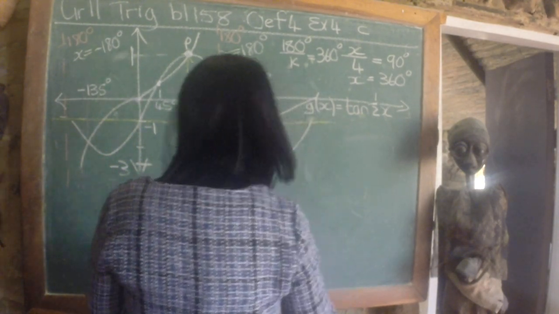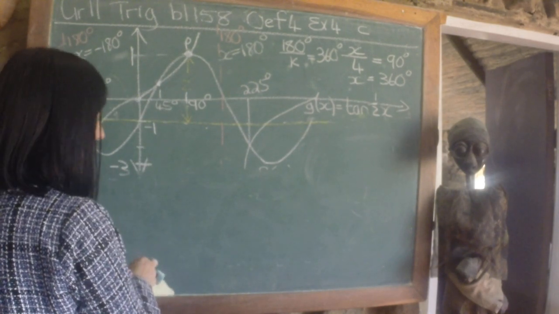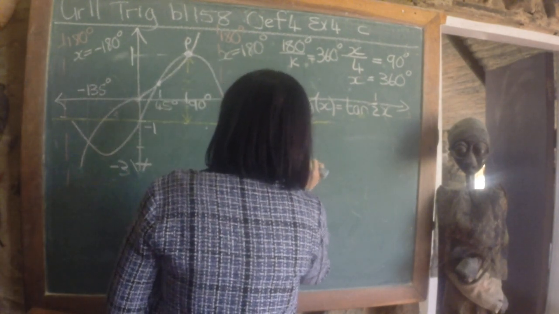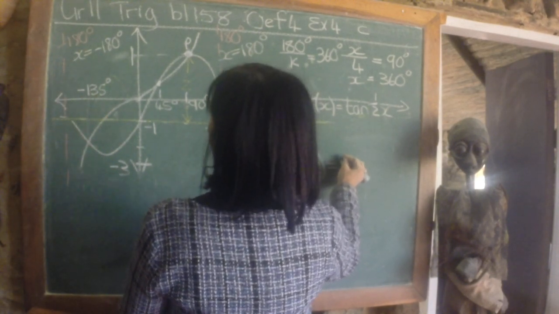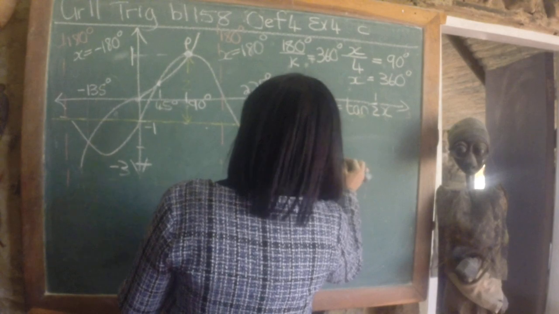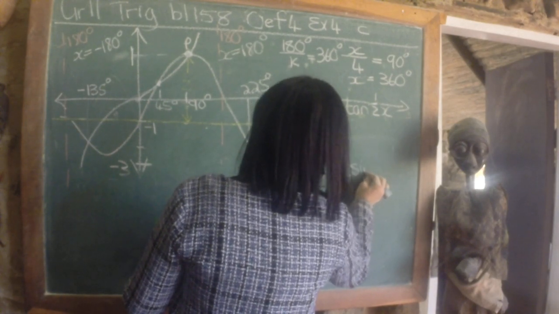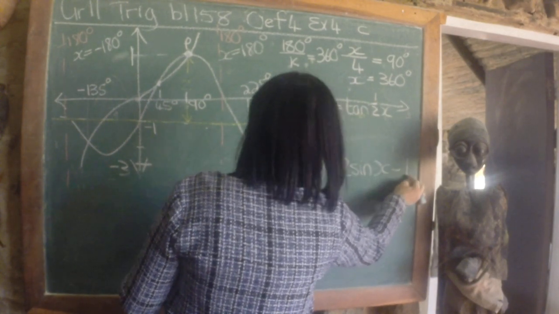I need a new equation. Kom skryf net weer vir fx neer. Ek kry dit nou daar. Hy is 2 sin x minus 1.